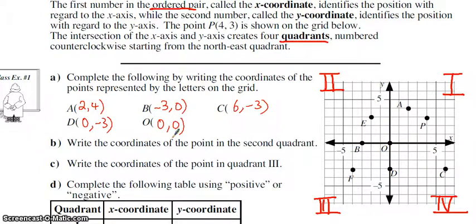Write the coordinates of points in the second quadrant, which is here, you write point E. In the third quadrant, write point F. How about B, for example? Well, this is on the axis, so you don't say that it's in the second or third quadrant. They are on the axis. And finally, complete the following table.